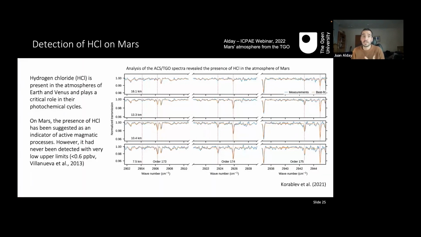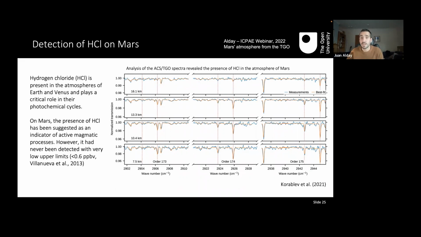So in particular, hydrogen chloride is present in the atmospheres of Earth and Venus and plays an important role in their photochemical cycles. And on Mars, however, it had never been detected, and the abundances or the upper limits that were derived from previous measurements were actually very constraining. So even 0.6 ppb in the paper of Villanueva et al. 2013. But there's chlorine on the surface, and the presence of chlorine in the atmosphere had also been suggested, for example, being sourced by active volcanism. However, it had never been detected.